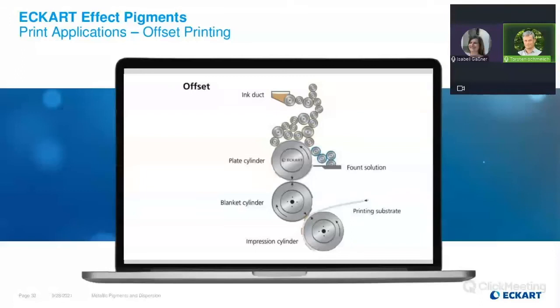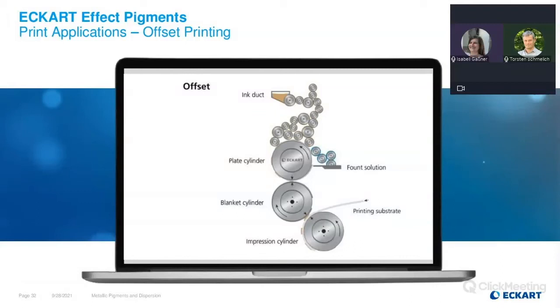So with each transfer, fresh ink and aqueous fountain solution is added onto the plate cylinder, and this will also be applied on the final substrate, which is in most cases paper. With every rotation, the thin layer of offset ink splits up into one layer remaining on one roller and another transferring to another one. And this means a large shear rate for the ink and strong mechanical load for the pigment.